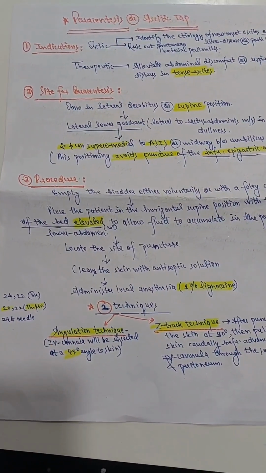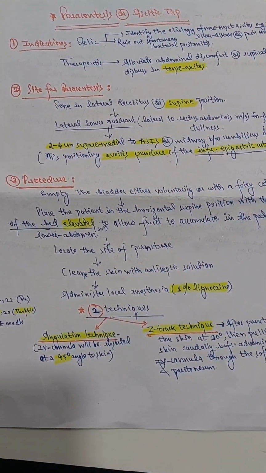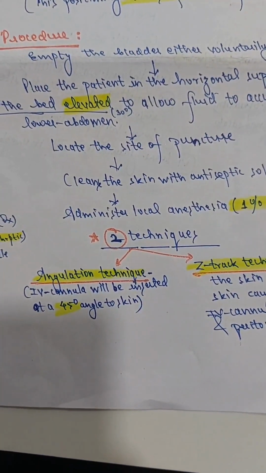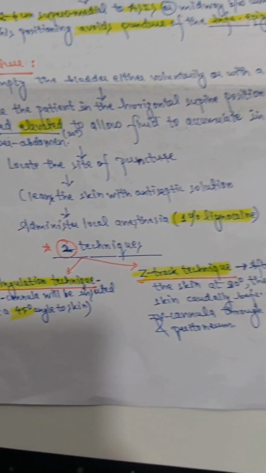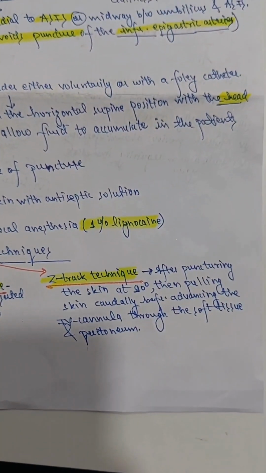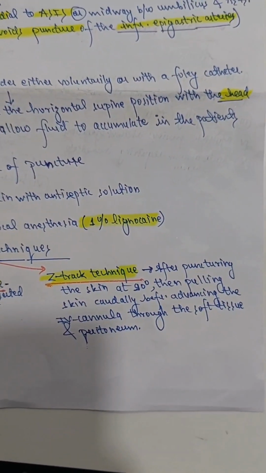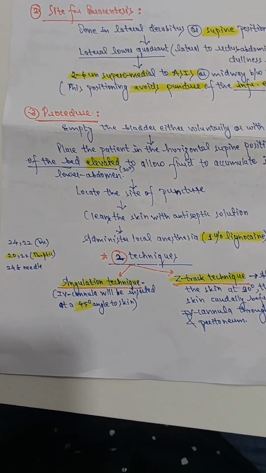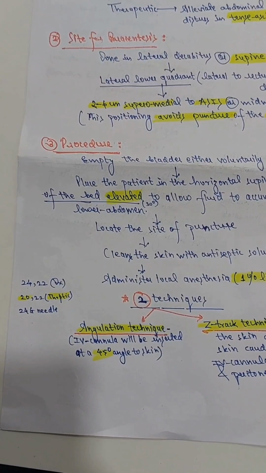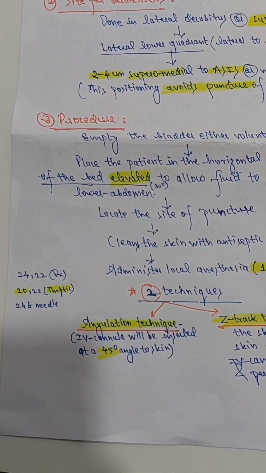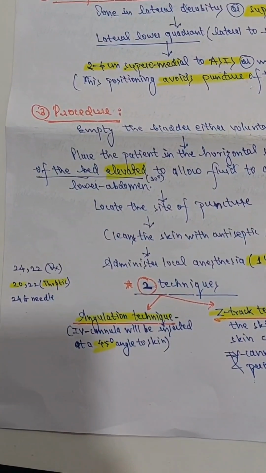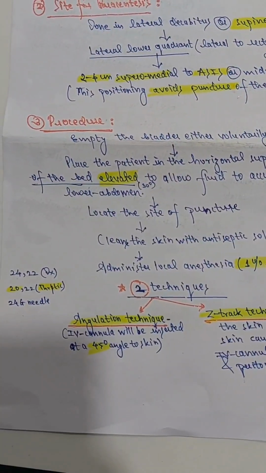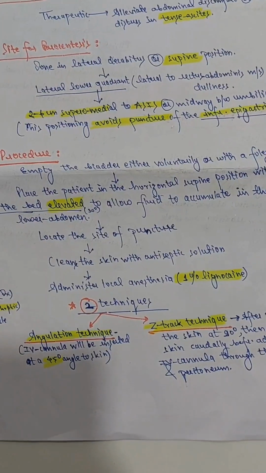Then there are basically two techniques for this ascitic tap or paracentesis. The first technique is the angulation technique, in which we insert the IV cannula at 45 degrees to the skin. And the other technique is the Z-track technique, after puncturing the skin at 90 degrees, then pulling the skin caudally before advancing the IV cannula through the soft tissue and peritoneum. So these are the two techniques for this procedure, and we can use a 24 or 22 gauge cannula for diagnostic purpose, and for therapeutic purpose we have to use 20 or 22. For example, in this procedure we have used a gray cannula, and a 24 gauge needle can also be used.